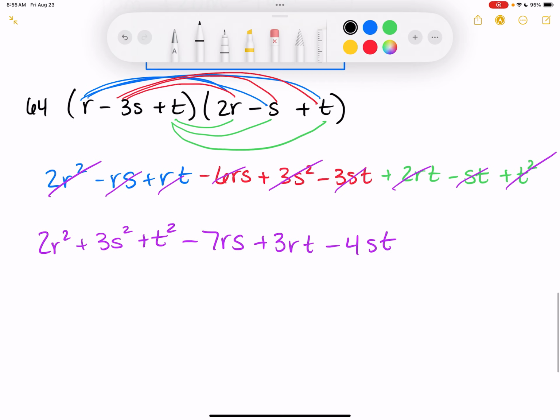72. So this jumps into another section of find the product. I don't really know why they do it this way, but anyways. But it's basically doing the same thing. The only difference is the terms inside have exponents on them. So we have 2m cubed plus n times 2m cubed minus n.